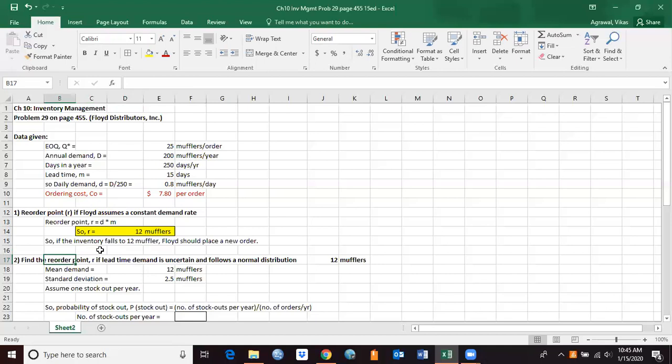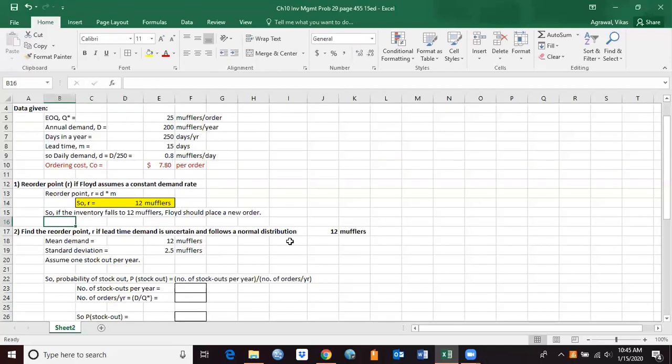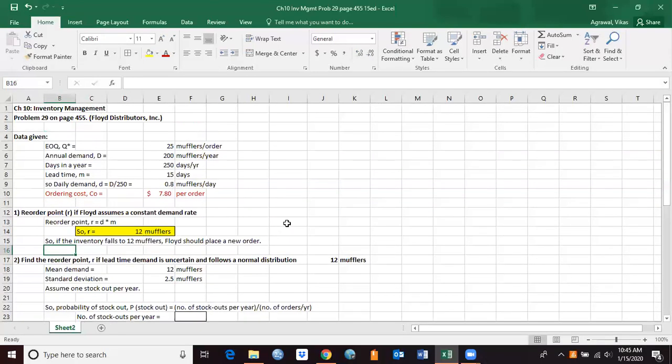In other words, if the inventory level falls to 12 mufflers, Floyd should place a new order, because the new order is going to take 15 days, and you're going to consume 12 mufflers during those 15 days until the new order arrives. So that's something you have to keep in mind. Now, I guess it's too naive to assume that the demand rate is going to be constant. It may vary on a daily basis.